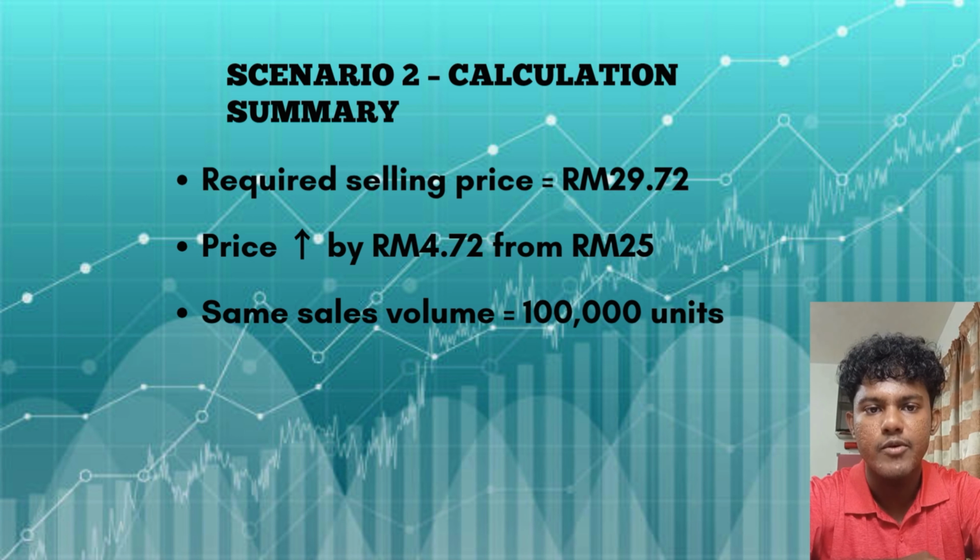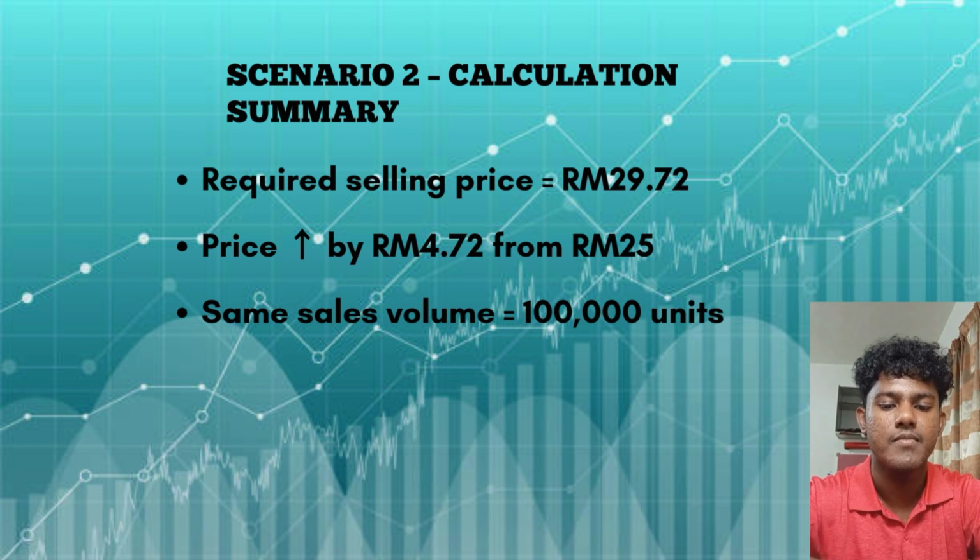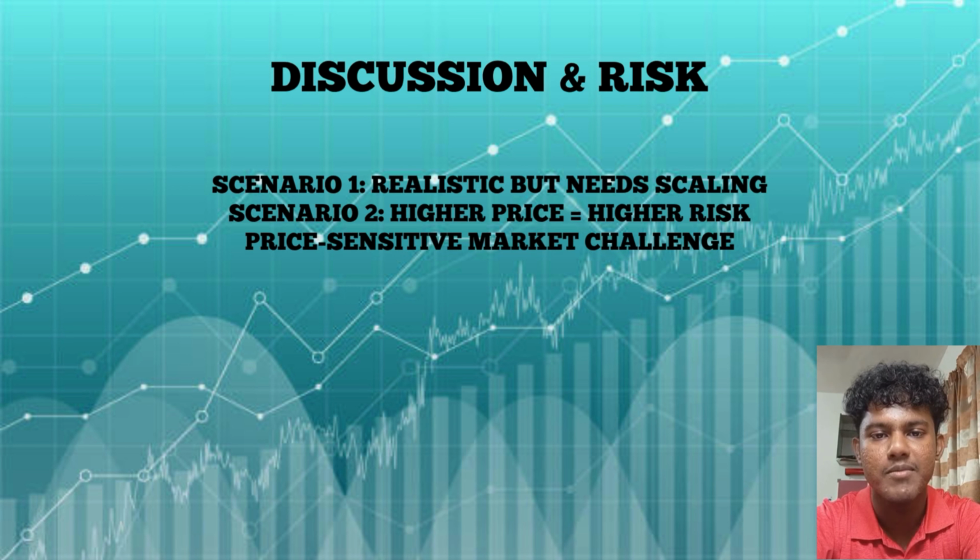To meet the profit target without increasing volume, the new required selling price is RM29.72 per unit. This is an increase of nearly 90%, which could affect customer demand and market competitiveness. Scenario 1 is operationally demanding but achievable if production capacity allows. Scenario 2 presents market risk, as a steep price hike might not be accepted in a price-sensitive industry. Strategic value additions will be needed to justify the new price.